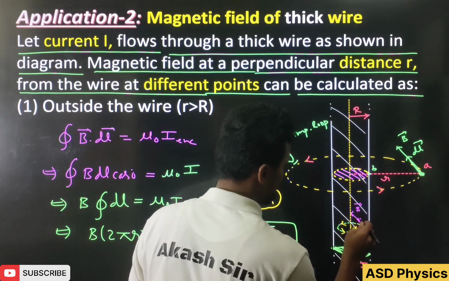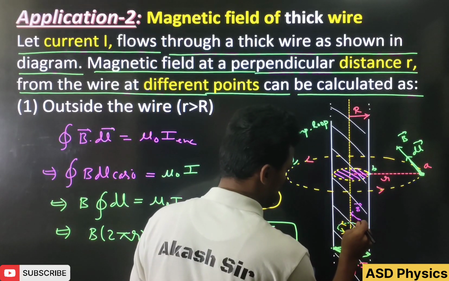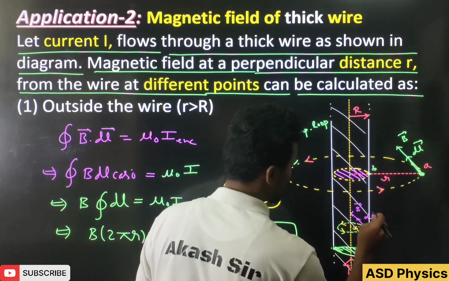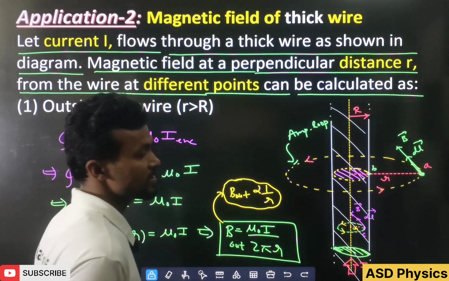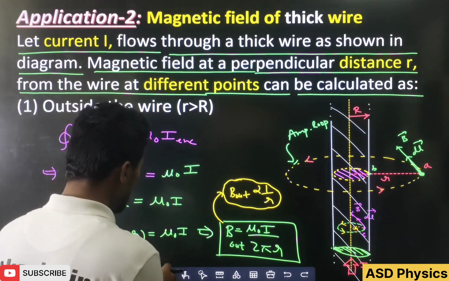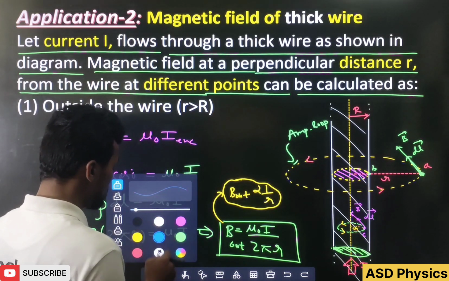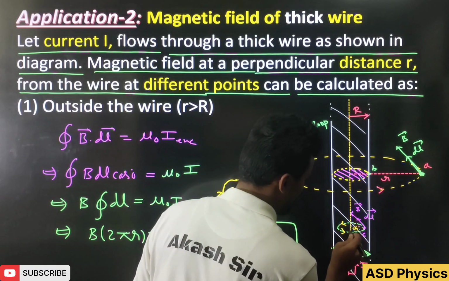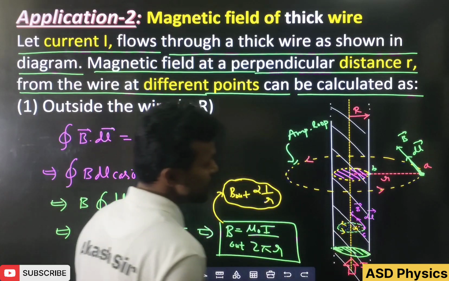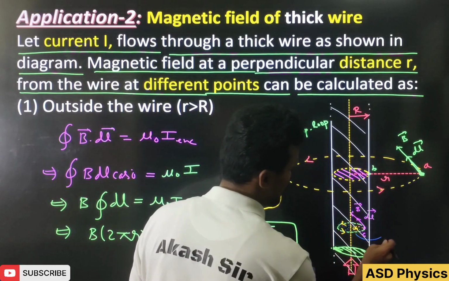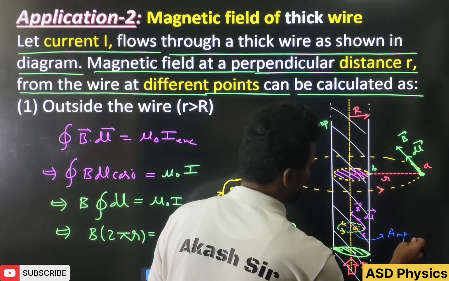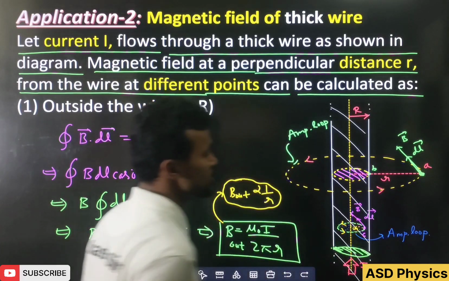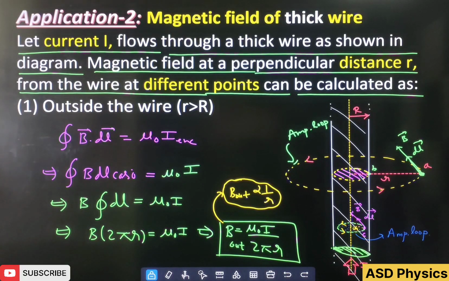This is dl, and this is getting somewhat smaller now, so B and dl are in the same direction. You know very well how much current will pass. The current will pass through this cross section. I am just making it dotted because space is not available. That means current will pass through this cross section only, because this is the Amperian loop. So remember that the total current and the enclosed current will not be I; it will be somewhat less than I.